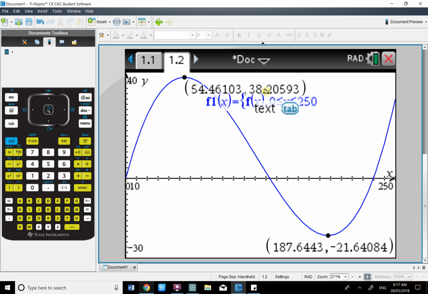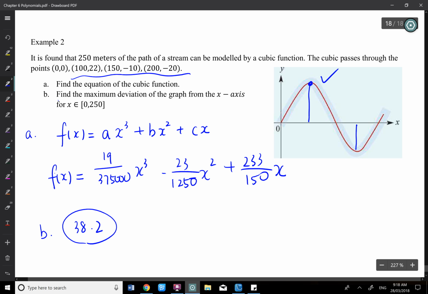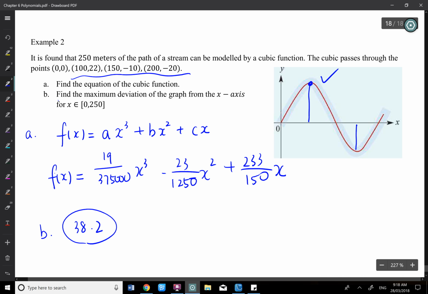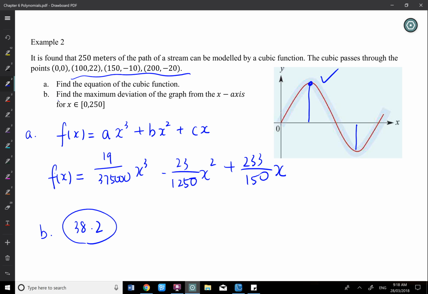So the greatest deviation will be 38.2, or 38.21. The other one is negative 21. It's not a negative problem, it's that it's not big enough, it's 21 only, and the other one is 38. So we take the greatest deviation as 38.2.